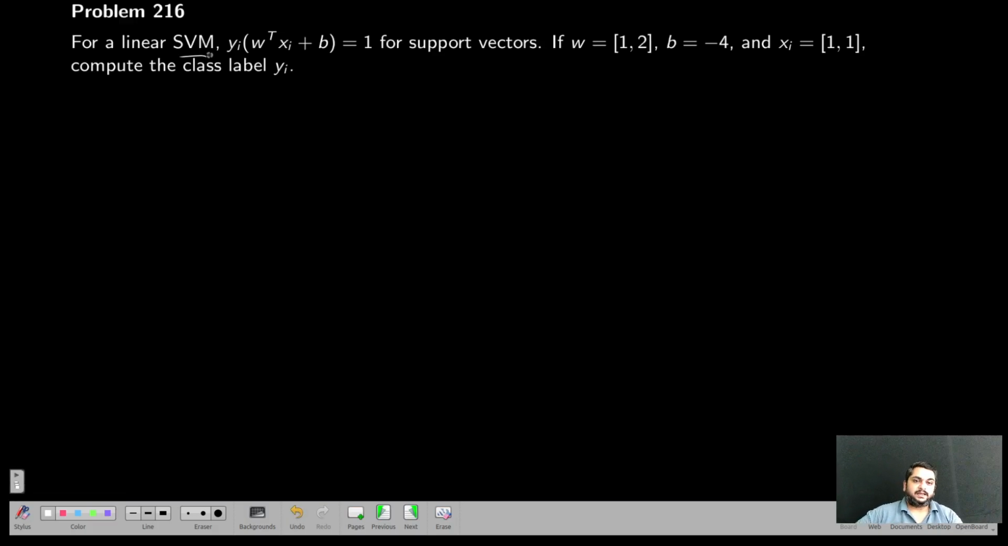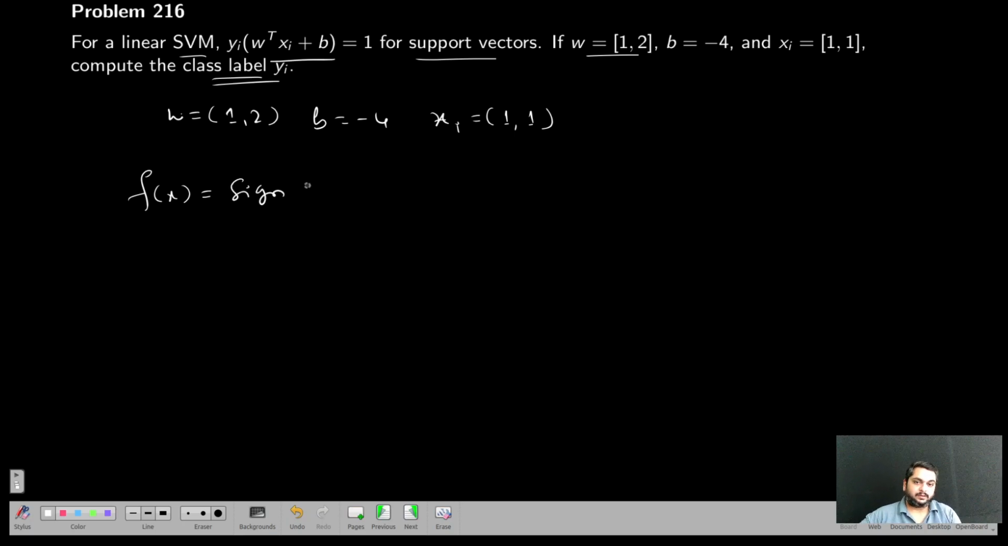For a linear SVM, they are given this constraint for support vectors. If W is given as 1, 2 and intercept as -4 and a point xi is equal to 1, 1, which class does it belong to? So we already know this. f of x is equal to the sign of W transpose into X plus B.